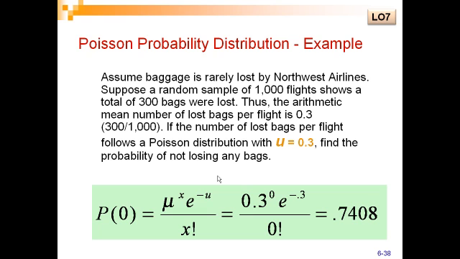So, using the formula, P(0) equal to 0.7408. That is the probability of no lost bag.